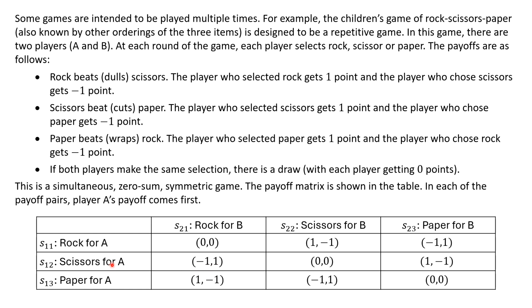If you have scissors for A, B would win, right? You could have minus 1 point for A and a plus 1 point for B. And if A put out scissors and B offered paper, scissors cuts paper, so A would win one and B would lose one, and so on, just following these rules here. So it's a zero-sum game the way it's set up. All of these, the entry in each cell adds to 0.